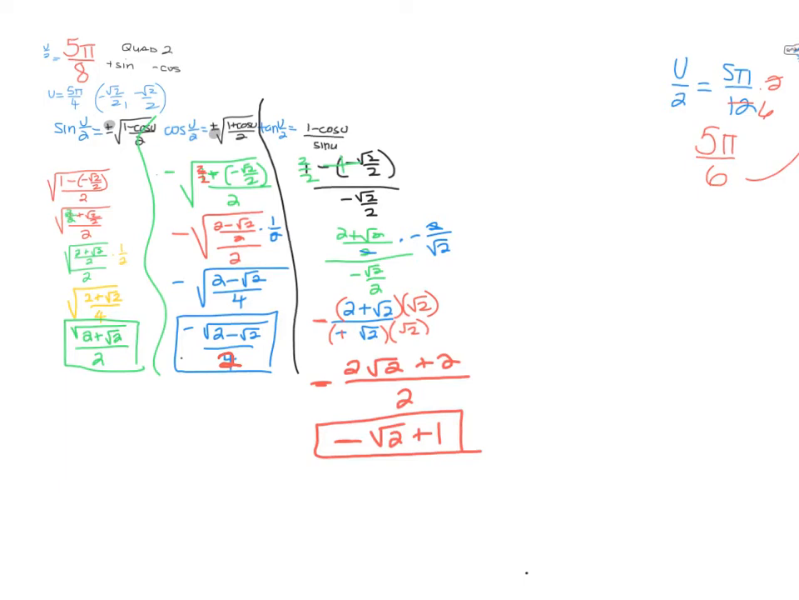And then I had to rationalize because I had a square root of 2 in the bottom, so I multiply both the top and the bottom by root 2. I got 2 root 2 plus 2 over 2. And all that gets simplified. There's a lot of root 2s going on there.